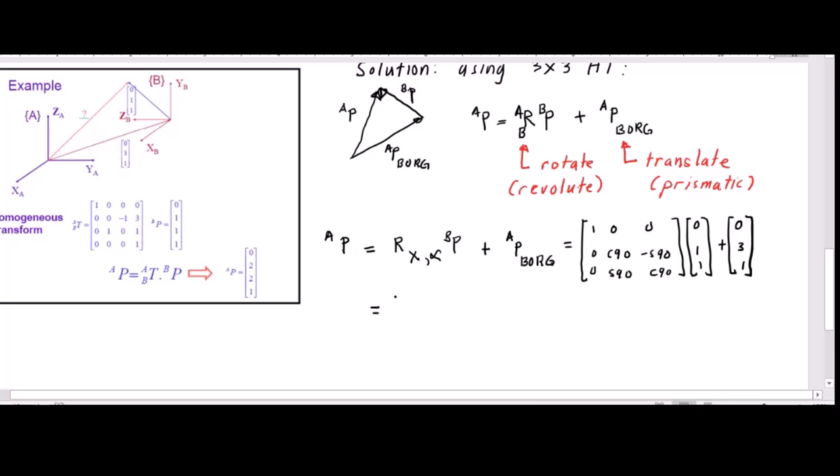Now simplify that one. We have here 1, 0, 0, then 0, cosine 90 is 0, sine 90 is 1, then 0, negative sine 90 is negative 1, and 0. Multiply that with 0, 1, 1. Okay.